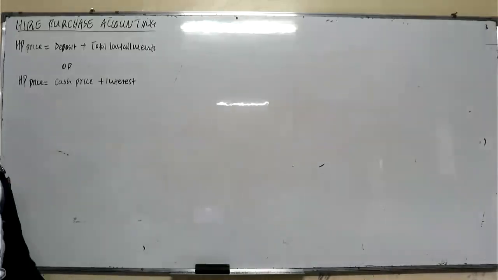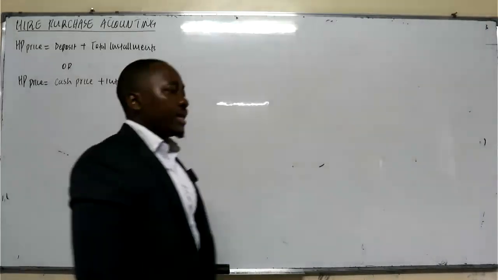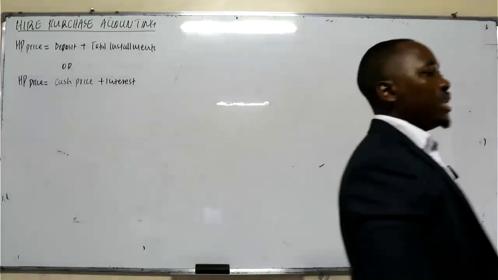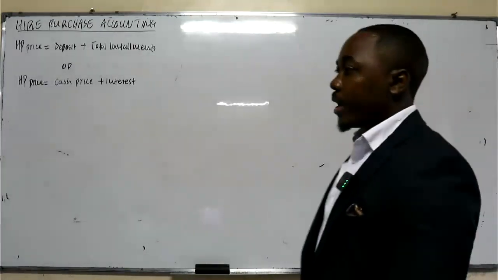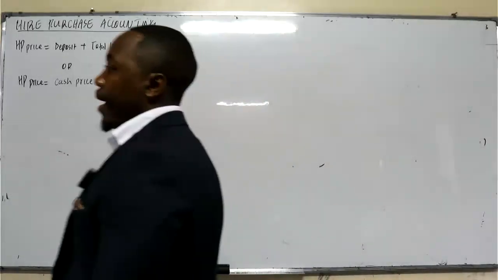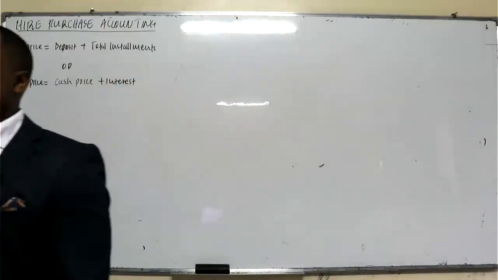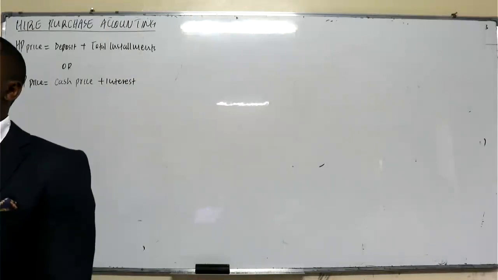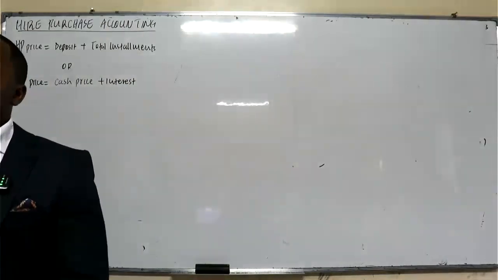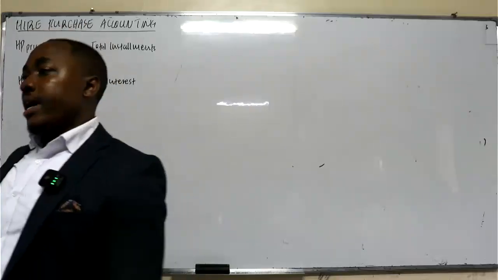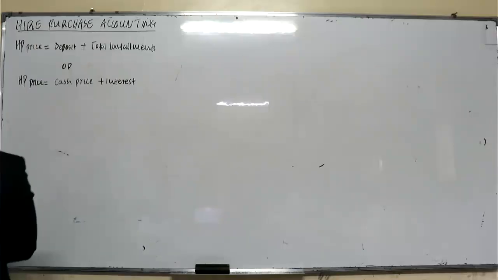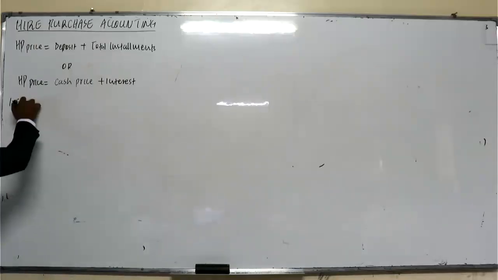Then I have to say, another paragraph. Interest income can be allocated using the following three methods. Number one is the straight-line method.